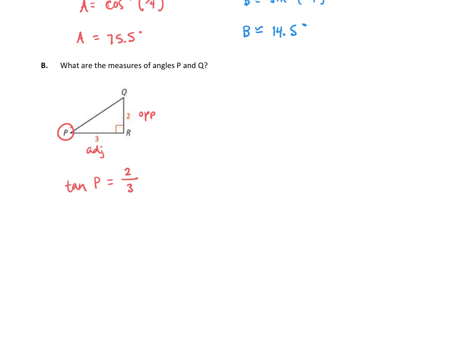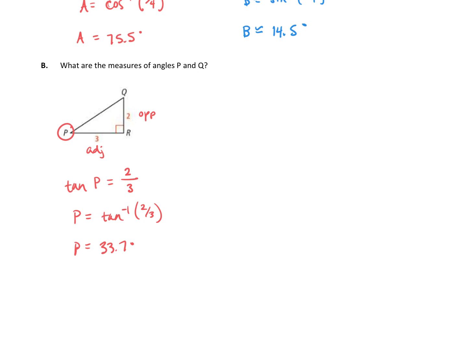Now, when you need to find an angle measure, you use your inverse function. So angle P is equal to the inverse tangent of 2/3. And when we type that into our calculators, we get about 33.7 degrees.